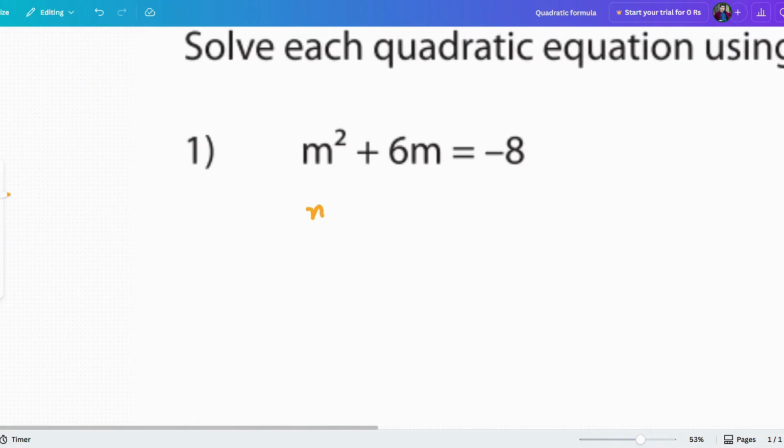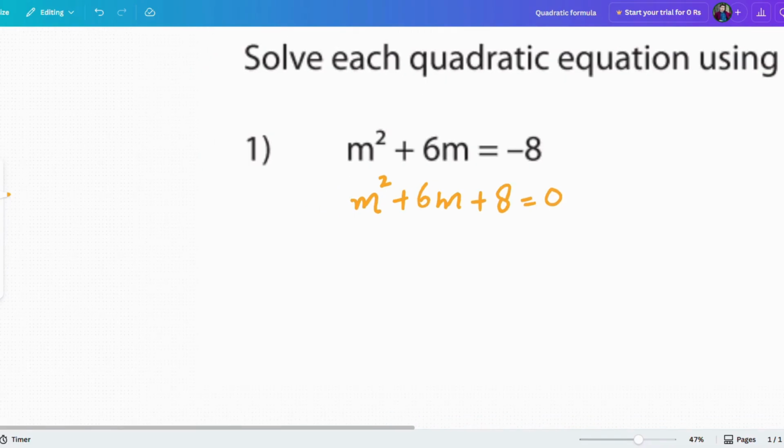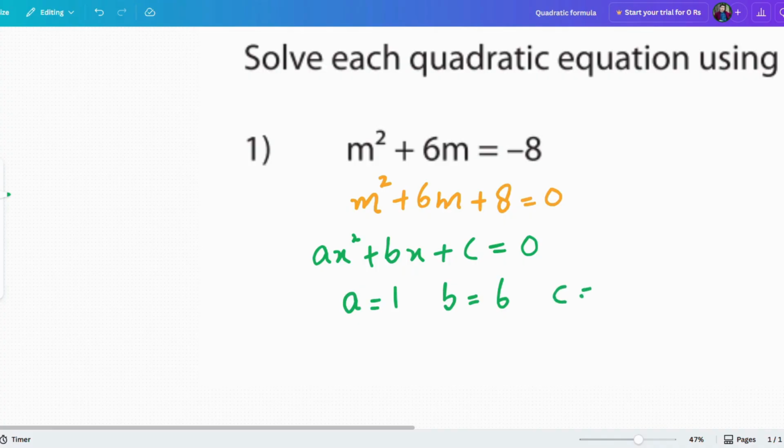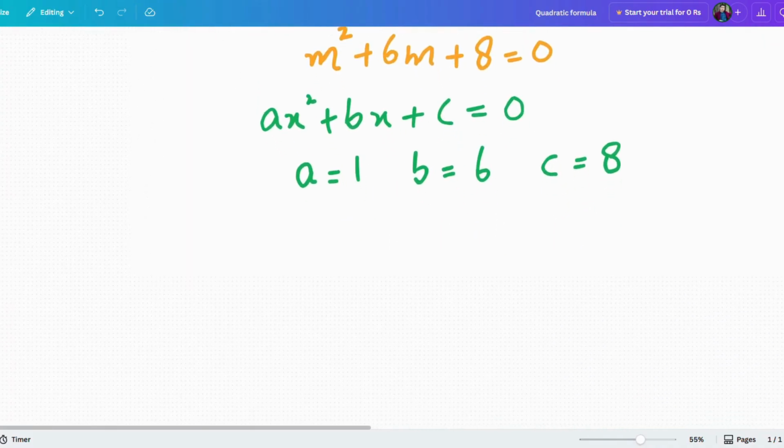Let me first write it down in proper form, which will be m square plus 6m plus 8 equals 0, okay? Now I will compare it with the general form, which is ax square plus bx plus c equals 0. Now a is equivalent to 1, b is equivalent to 6, and c is equivalent to 8.